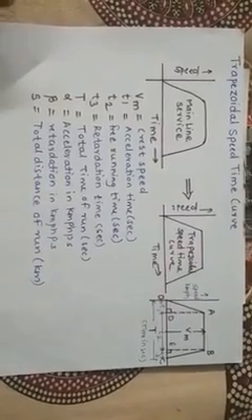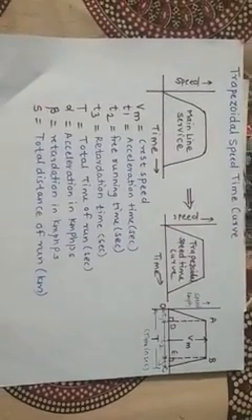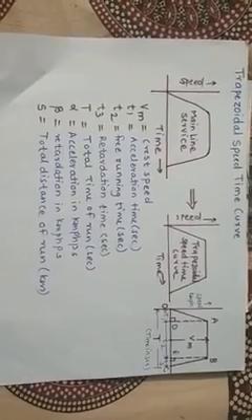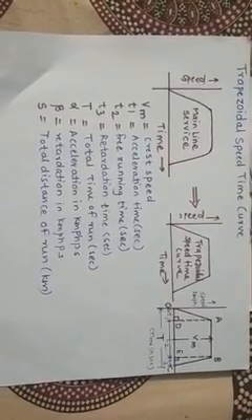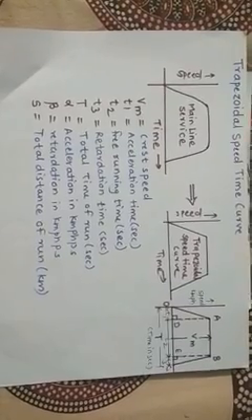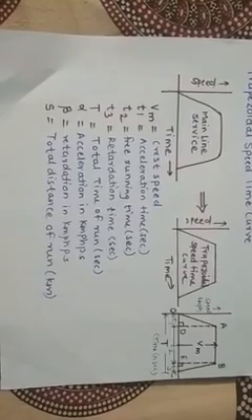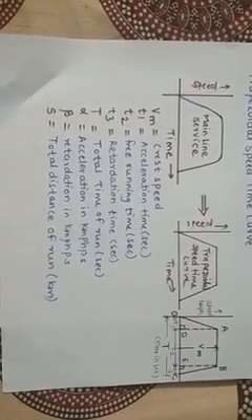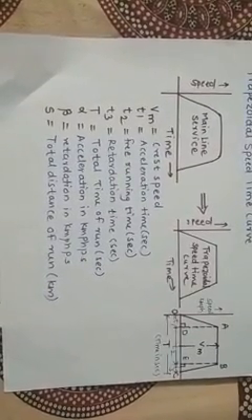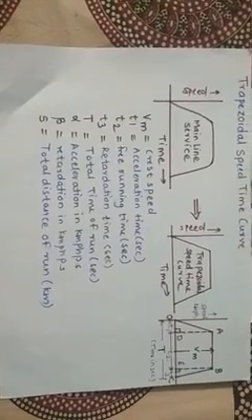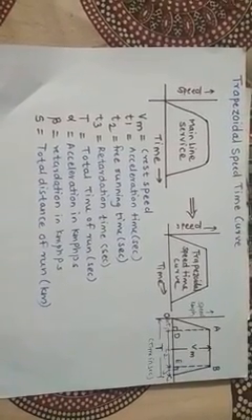Hello friends, in this video we are going to see the trapezoidal speed time curve. In the previous video I introduced you to a typical speed time curve where we saw 5 different regions: rheostatic acceleration, acceleration, free running, coasting and braking. Now let us see the trapezoidal speed time curve.